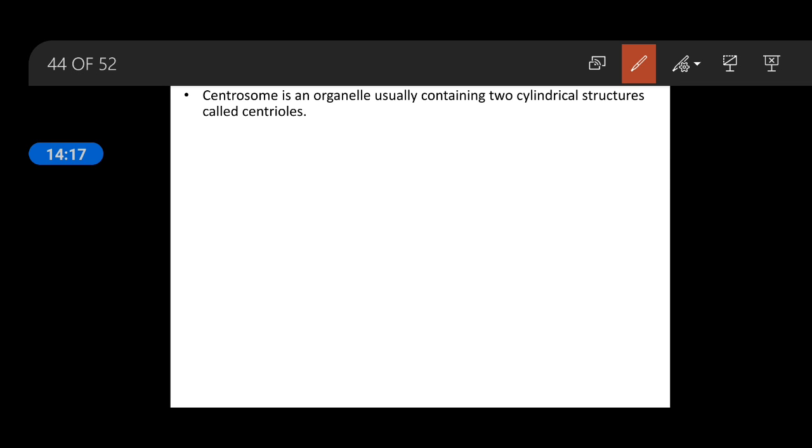Now the next cell organelle is the centrosome and centriole. A centrosome is an organelle usually containing two cylindrical structures called centrioles. In the cell, just outside the nuclear membrane, if this is a nucleus, this centrosome is present here. This centrosome contains two cylindrical structures known as centrioles, present perpendicular to each other. These are the two centrioles.